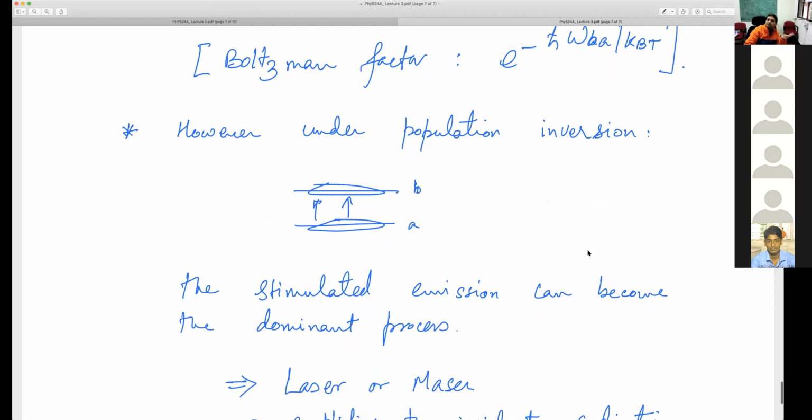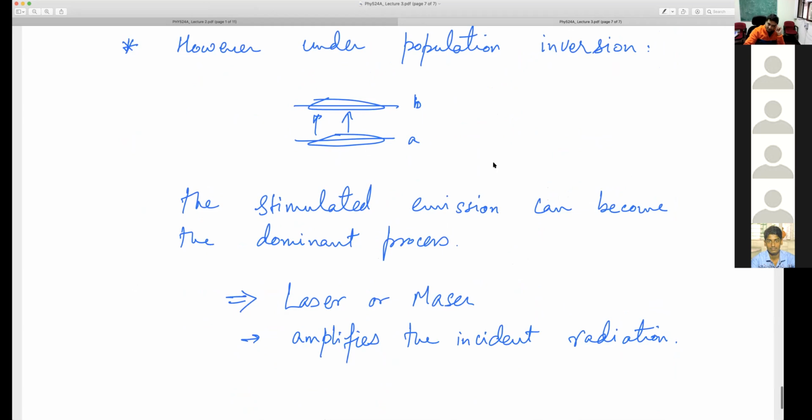Suppose I started from zero temperature, so all the atoms were in the A state, and then I kept shining light on it, so that all the population of the A state ensemble of atoms goes to the B state of the ensemble of atoms. Then stimulated emission will become the dominant process, and this process of population inversion and stimulated emission is used in, for example, lasers or what is called a maser. And this amplifies the incident radiation.